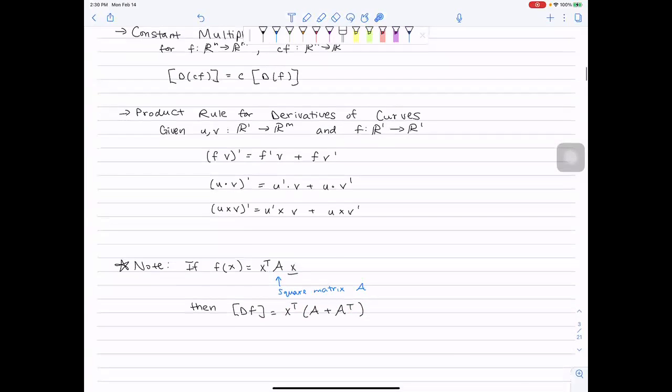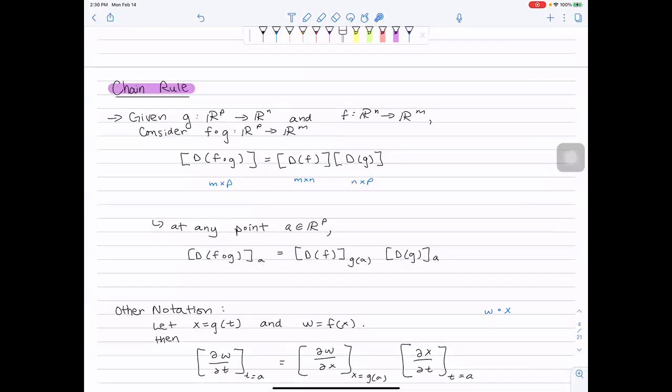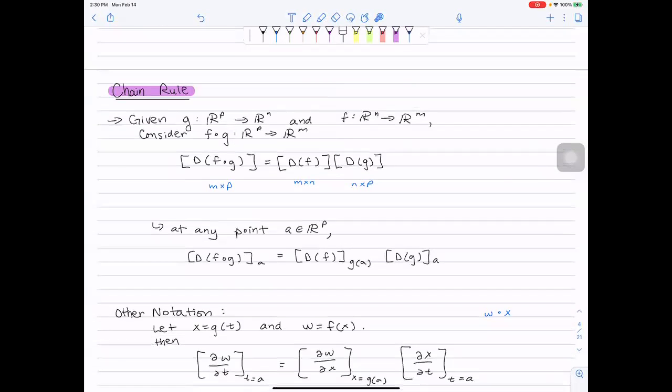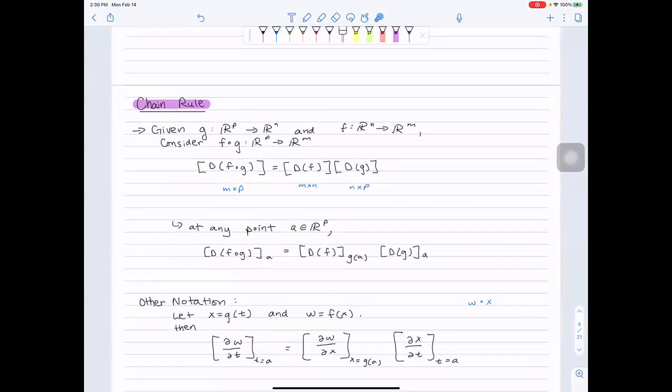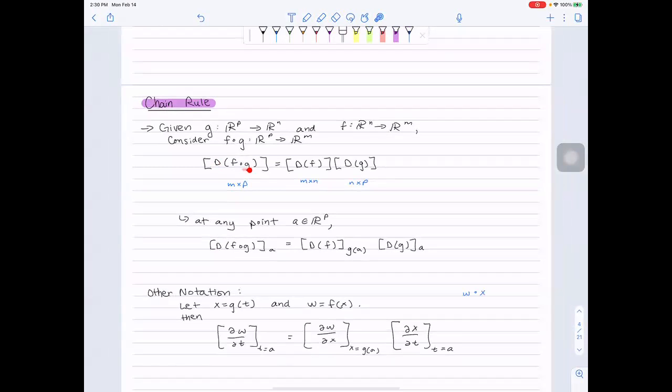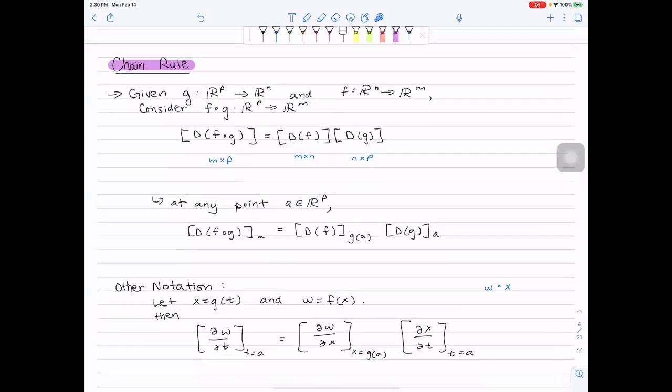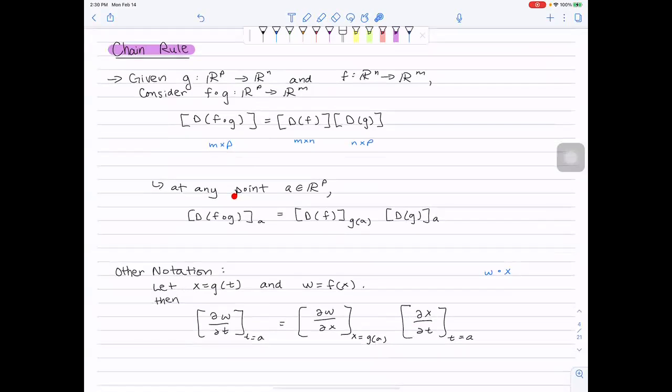Okay, then we go into the chain rule. Those are all the fundamental rules. And now the chain rule is one of the biggest rules, right? So the derivative of f of g of x, we notice that it'll be the derivative of f times the derivative of g. And if you want to find it at a specific point A, then note the formula here.